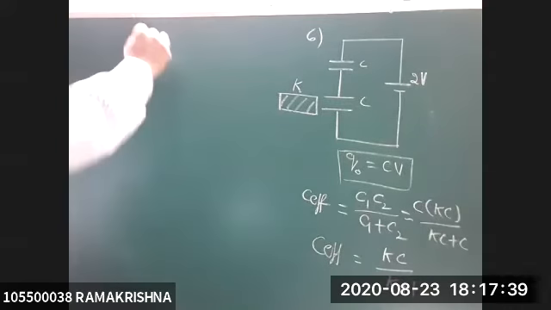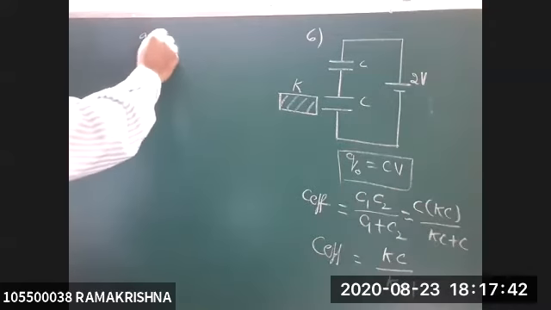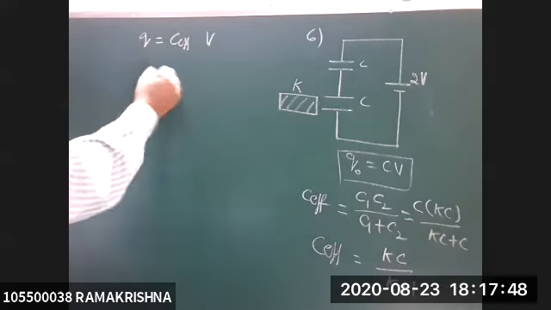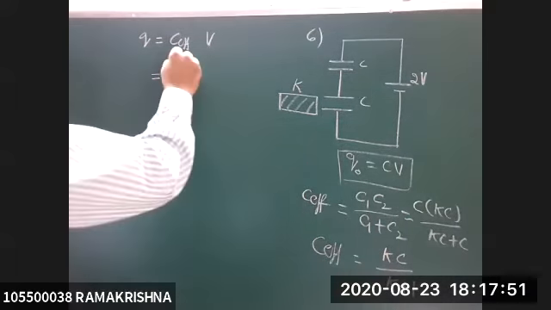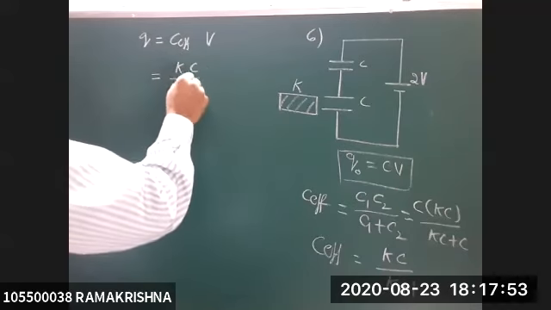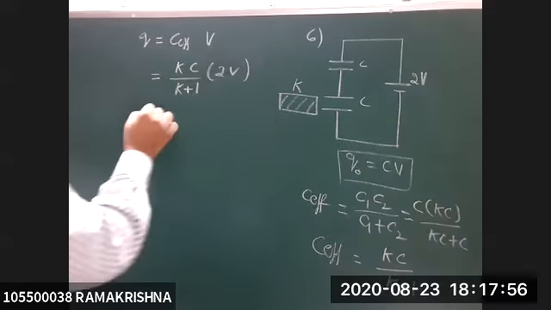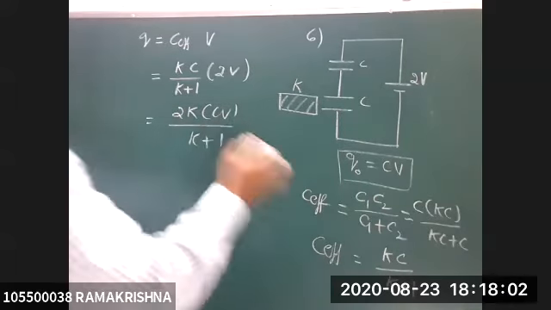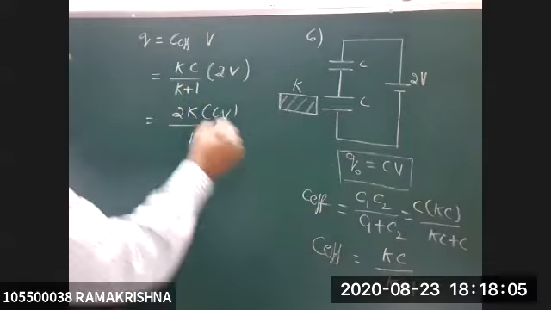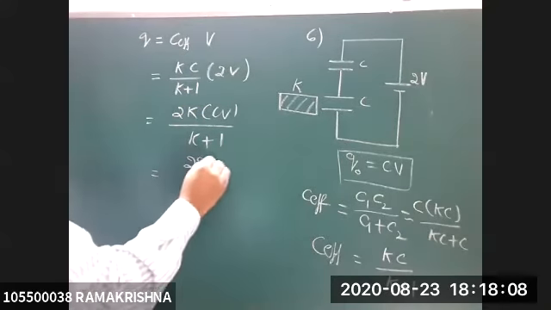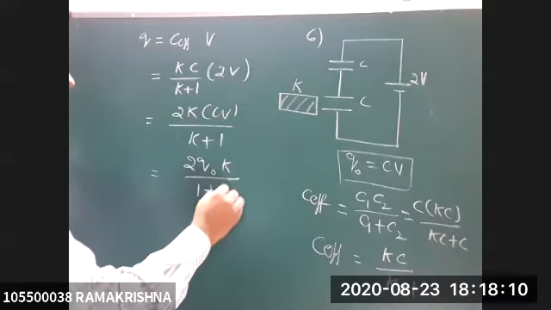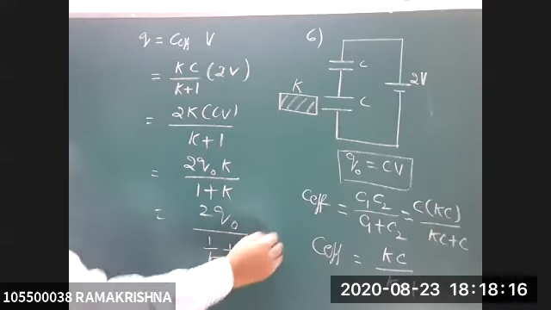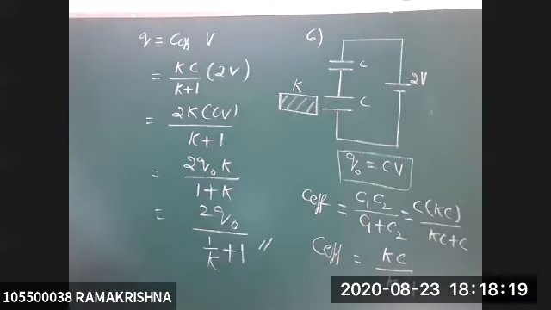Now I want to calculate the charge. Charge is equal to C effective into potential. What is the value of C effective? It is KC divided by K plus 1, into potential, which is 2V. So it is 2K into CV divided by K plus 1. But we know the product of C and V is Q naught. So here it is 2 Q naught into K by 1 plus K, or 2 Q naught divided by 1 by K plus 1. Right? That is the required answer.